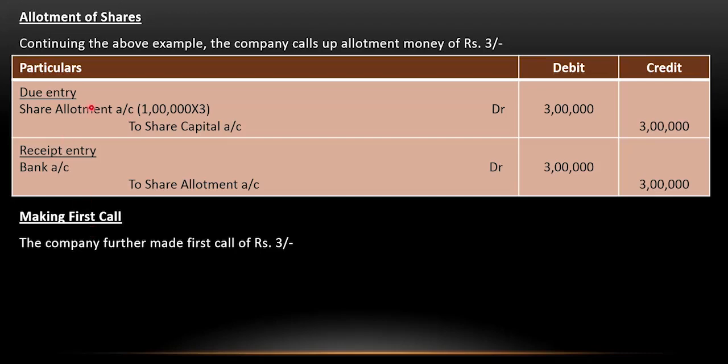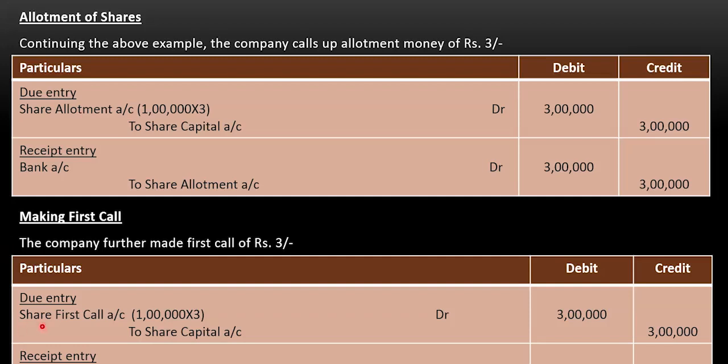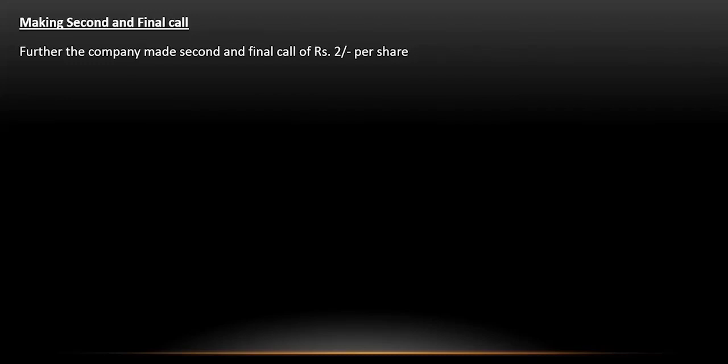It will be very similar to the above entry, except that instead of debiting share allotment, we will now be debiting share first call account because the money is due towards share first call account. Once again, 1 lakh shares into rupees 3, 3 lakhs debit, increase in asset, and credit share capital, increase in capital, 3 lakhs. Once we receive the money, once again we will have to debit bank account, debit 3 lakhs, because we have received that much money, and since this asset is now getting reduced, credit the decrease in asset, share first call account.